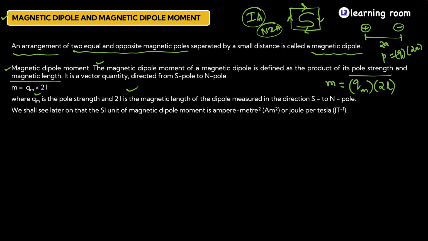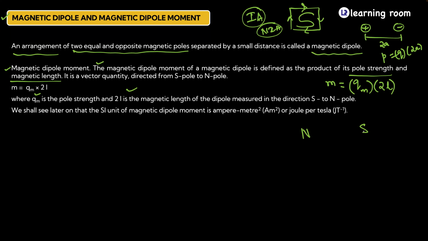This is more important. When I talk about a dipole moment for electrostatics, if I talk about electric dipole moment, what is the direction of electric dipole moment? It is from the negative to positive. Similarly, when I talk about a magnetic dipole, here positive is similar to North Pole, or North Pole is similar to positive charge. Similarly, South Pole is similar to negative charge.